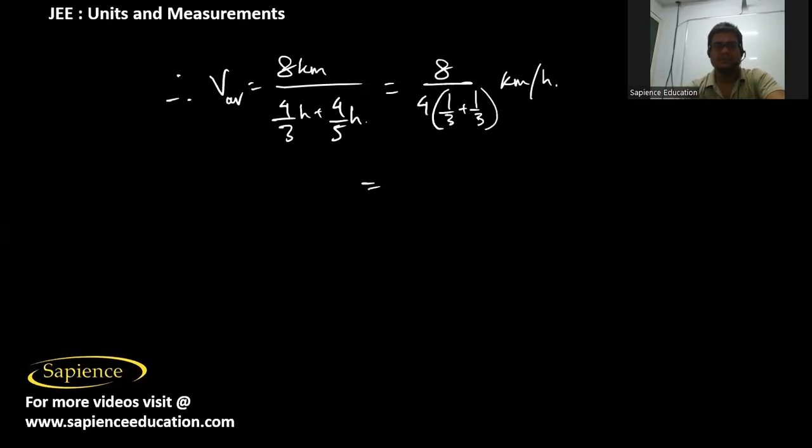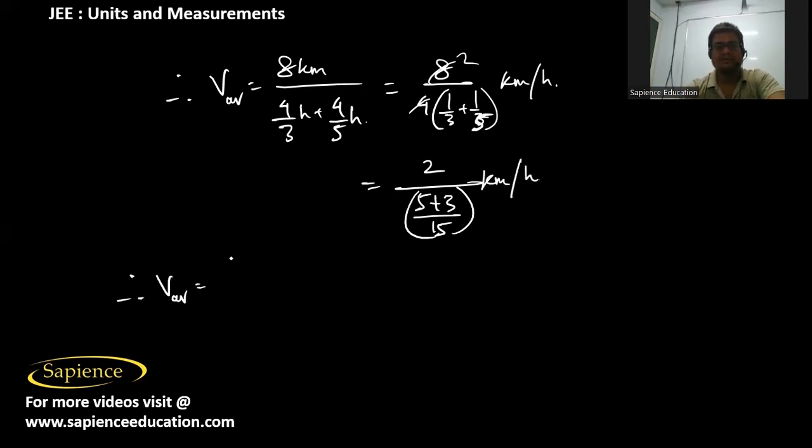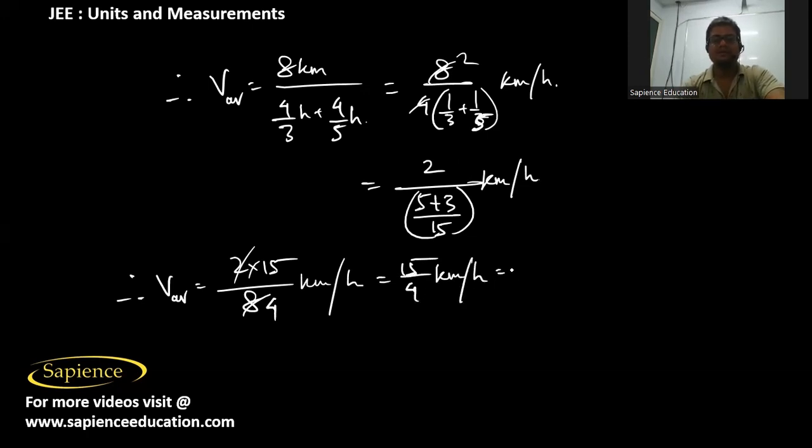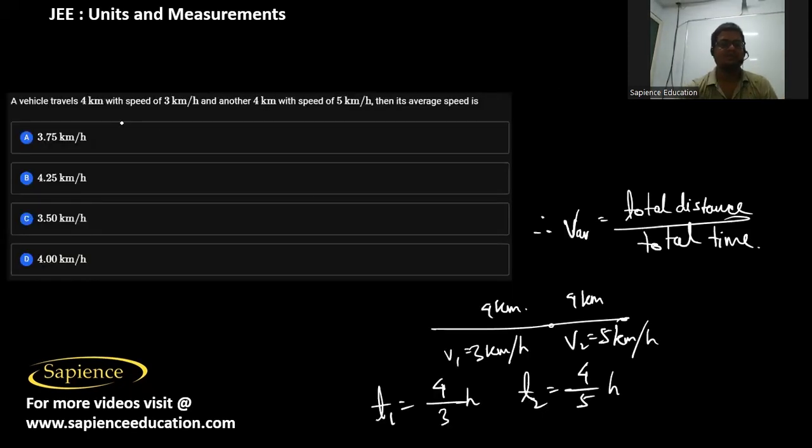So this will be 2 by, 3 5s are 15, 5 plus 3, this much kilometer per hour. So therefore the average speed will be equal to 2 into 15 by 8 kilometer per hour. This will be 15 by 4 kilometer per hour. So if we solve it, 4 4s are 16, 4 3s are 12, 3.75 kilometer per hour. So option A is the correct answer.